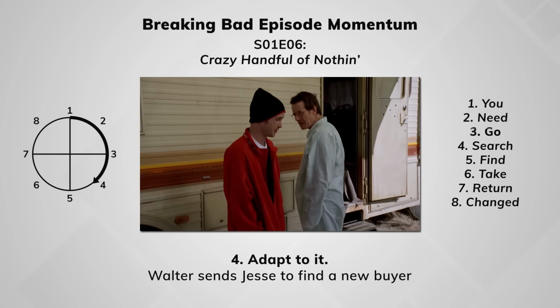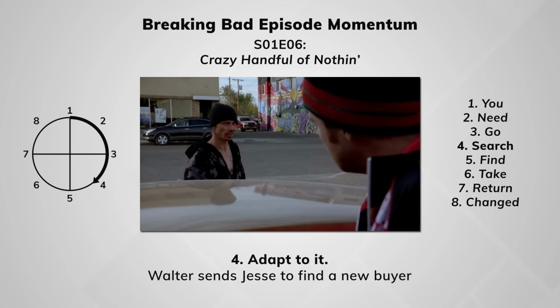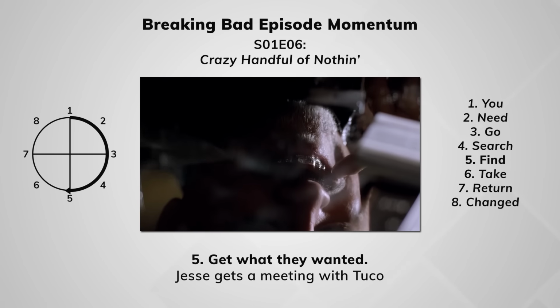Walter adapts by sending Jesse out to look for a new buyer. And Walter gets what he wanted when Jesse gets a meeting with Tuco to sell their meth.